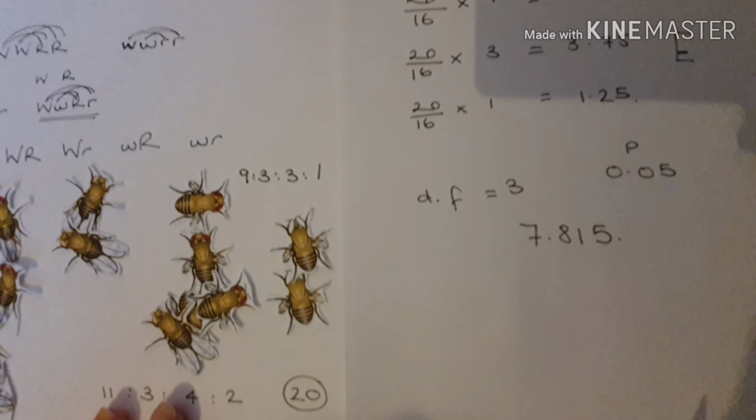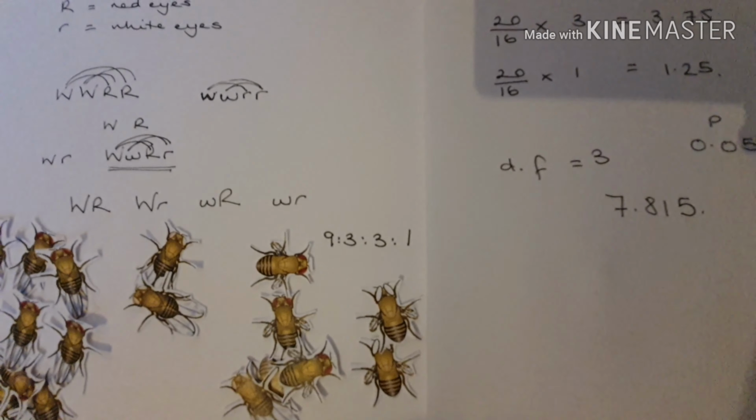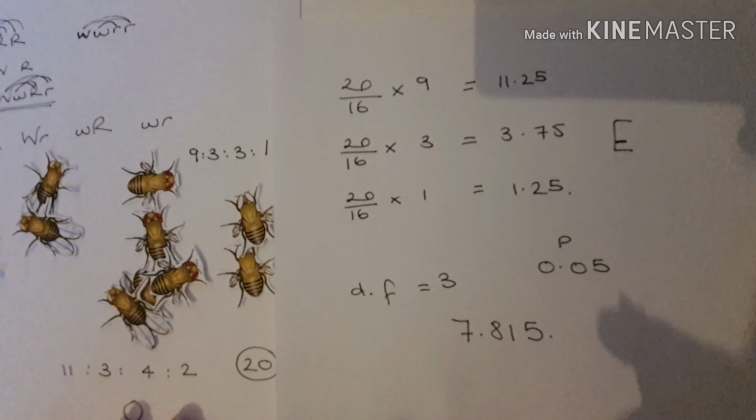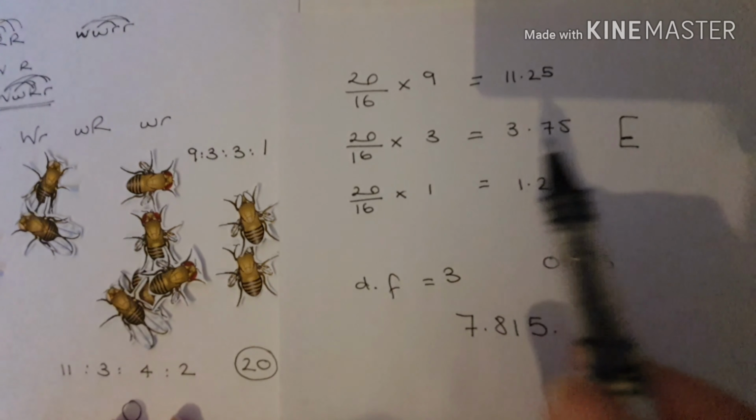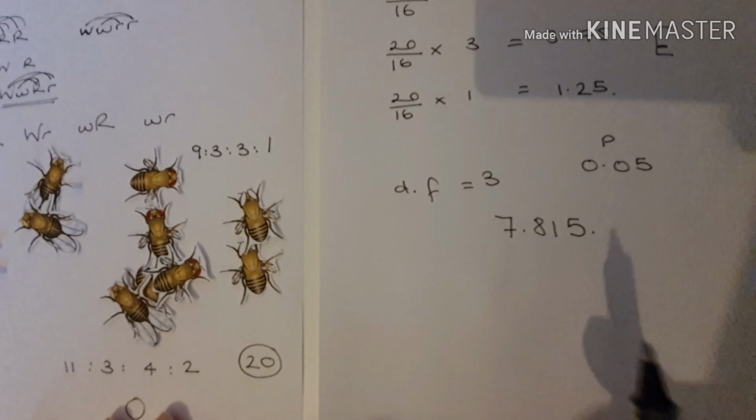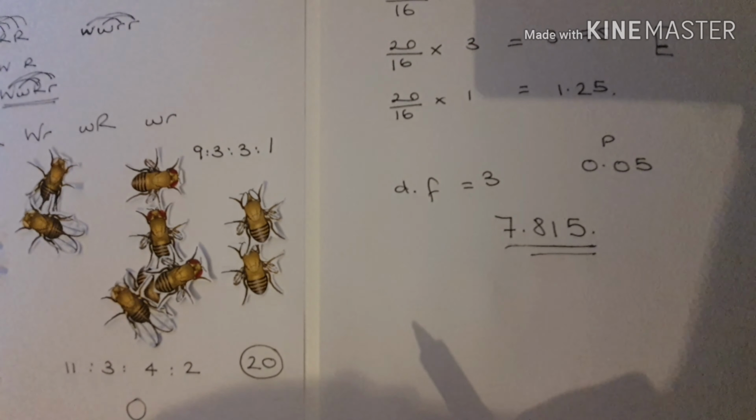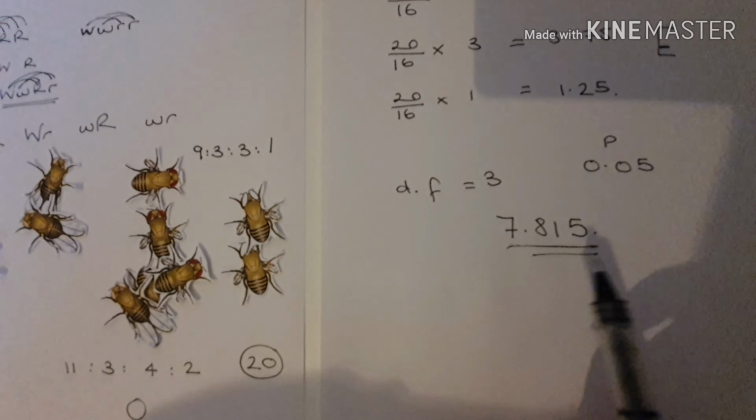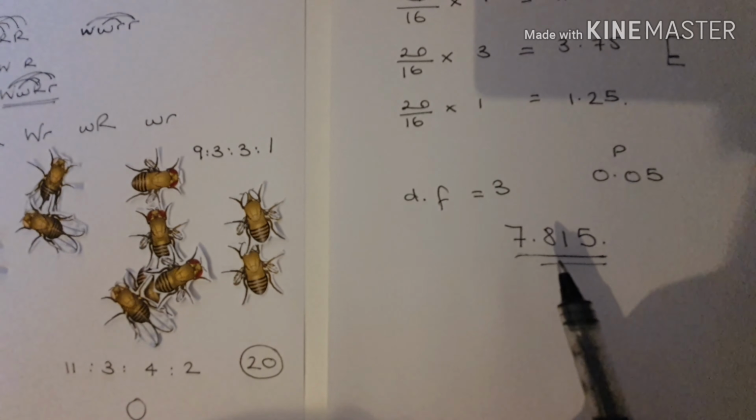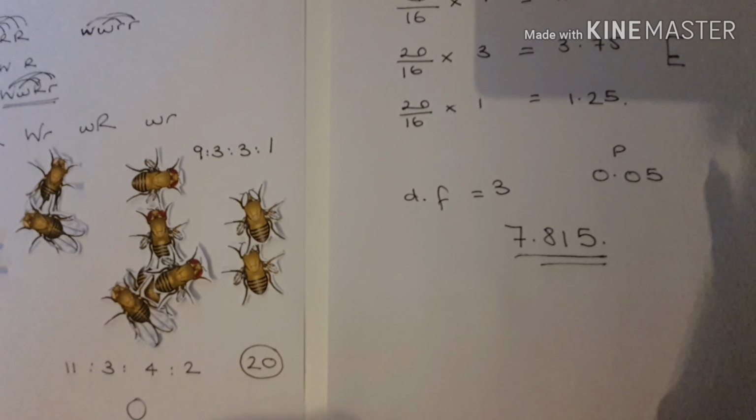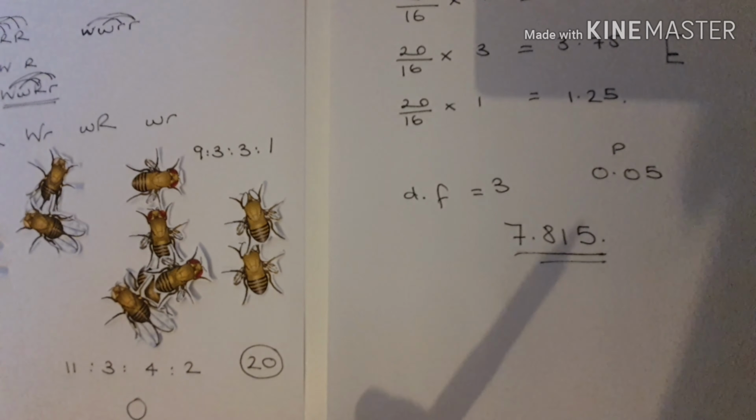Okay, so that is your chi-squared. Very useful for inheritance ratios. Hopefully you've followed through the calculations and you've got the number at the end. And you've found a chi-squared table on Google or something similar to get you your 7.815 if you're doing this worksheet. Therefore, you need your 3 degrees of freedom and 0.05.